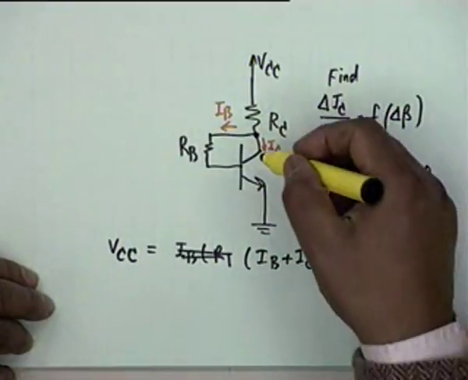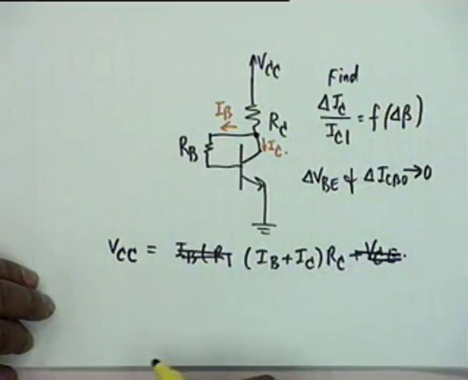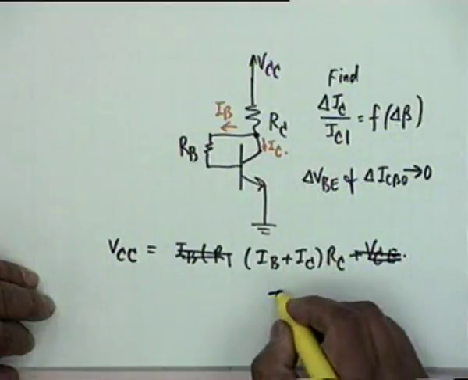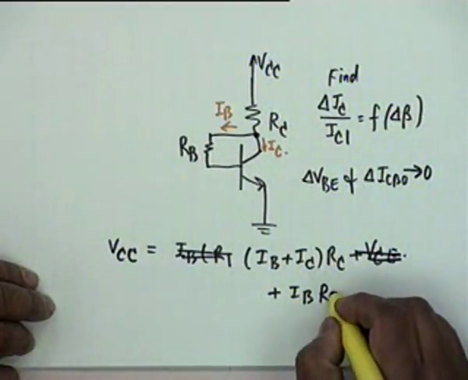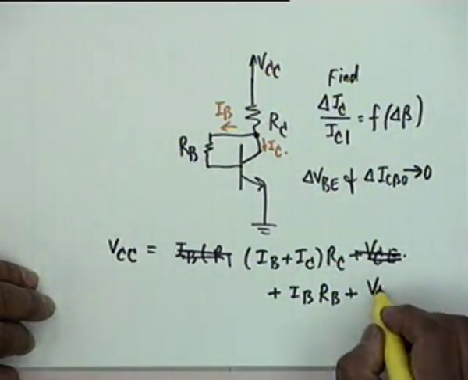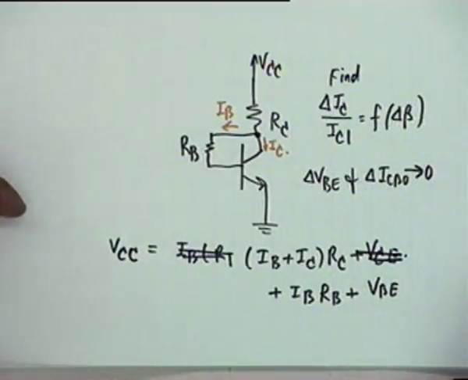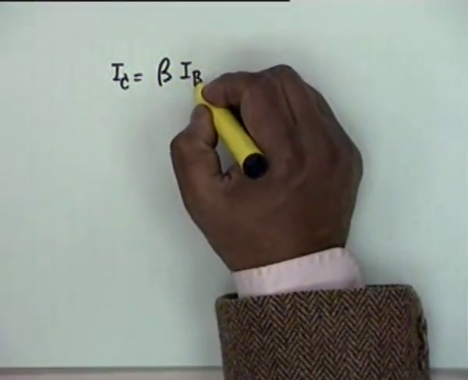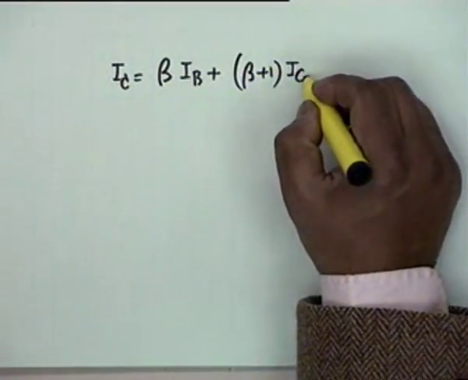Now this doesn't give me anything, I don't know what is VCE. So I don't go through this route at all. I go through this route, then I know. So it is plus IB RB plus VBE. Now I must bring ICBO. You also know that I sub C is beta I sub B plus beta plus 1 ICBO.